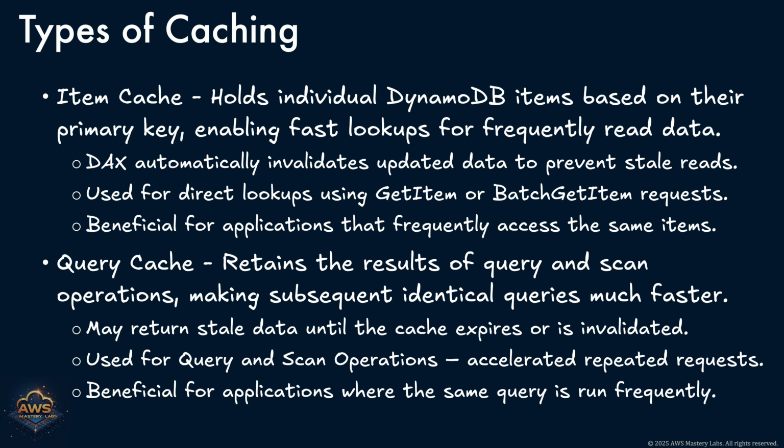However, unlike the item cache, the query cache follows an eventual consistency model, meaning cached query results may include stale data if the underlying records are updated in DynamoDB before the cache expires or is explicitly invalidated. This makes it well suited for analytics dashboards, leaderboard rankings, and product catalogs, where occasional data staleness is acceptable in exchange for faster performance. By leveraging both item cache and query cache, DAX optimizes different types of read access patterns, ensuring faster lookups and reduced operational costs.